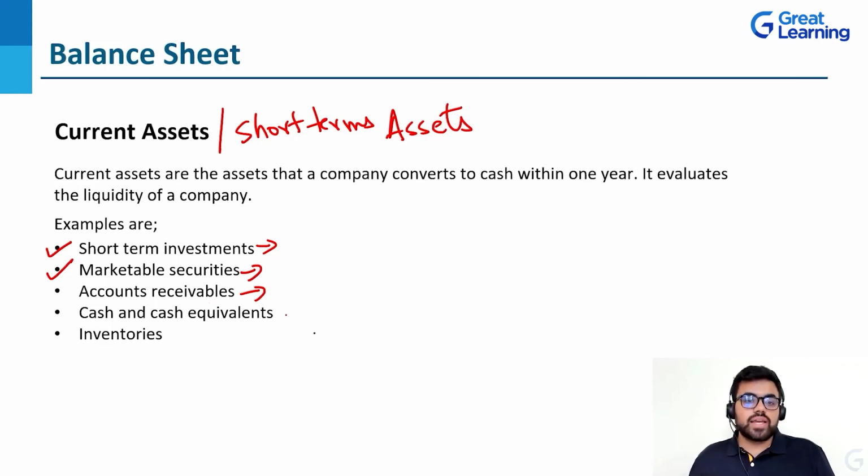Then there is the in-hand cash that the company already has in its bank account, which it can use immediately during an emergency or any other event. It is readily available. Next are the inventories that it possesses. It can have a lot of work in progress inventories that are currently in use or will be used in the coming months. So that would also come under current assets.